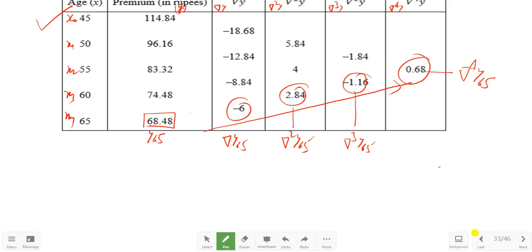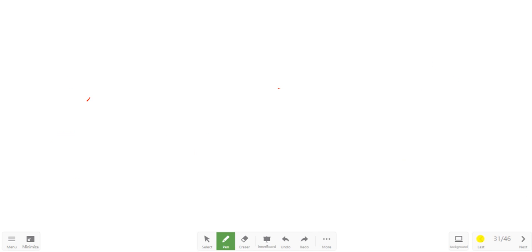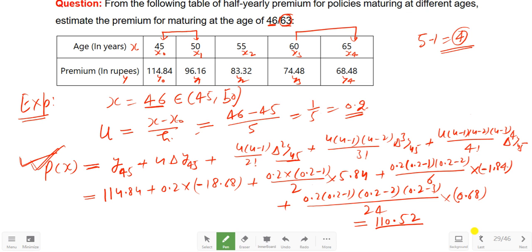And when we compute the premium with the help of the forward difference operator, we obtain 110.52. So this value lies between the two y values, y0 and y1, because y0 is 114.84 and y1 is 96.16. So 110.52 lies between the two values.